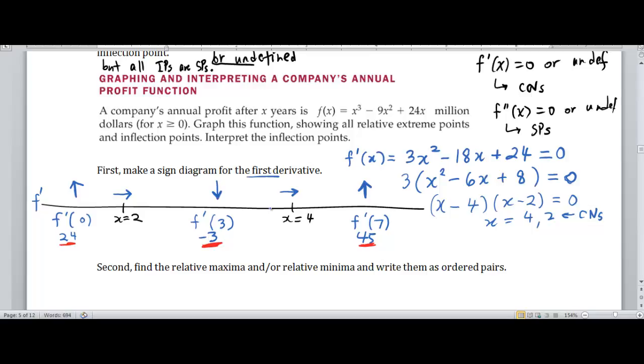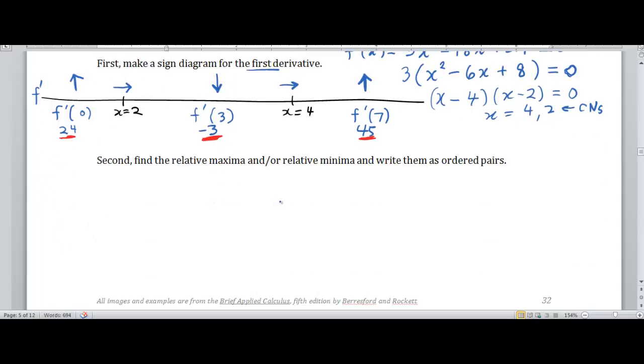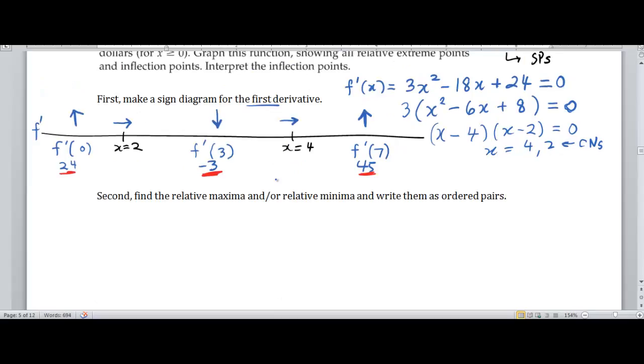Second, find the relative max or min and write them as ordered pairs. So let's look at the shape of the graph. What is actually happening? Well, this is going up and then flat and coming down. So here at 2, I know I have a relative max or a local max. This is going down, getting flat, then coming up. So here I know I have a local min.